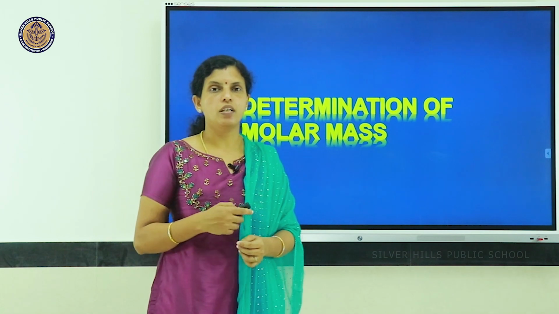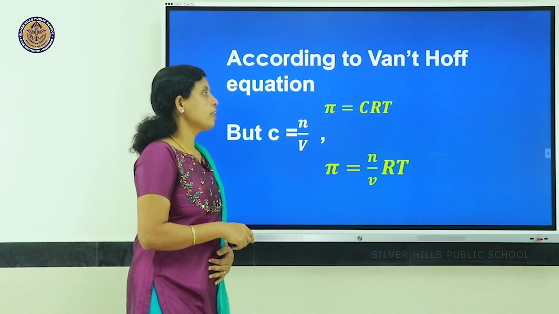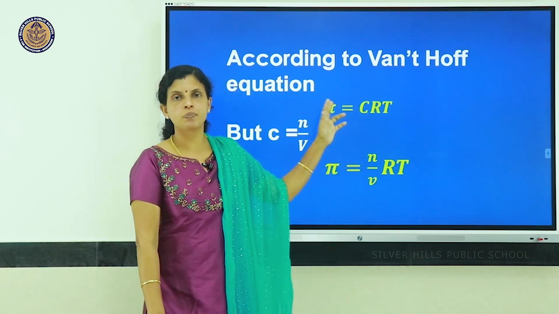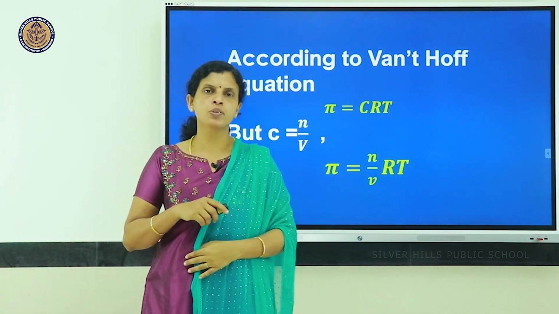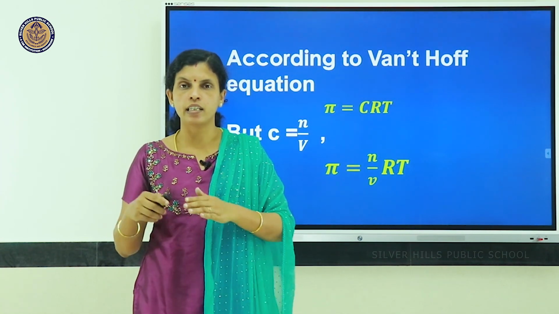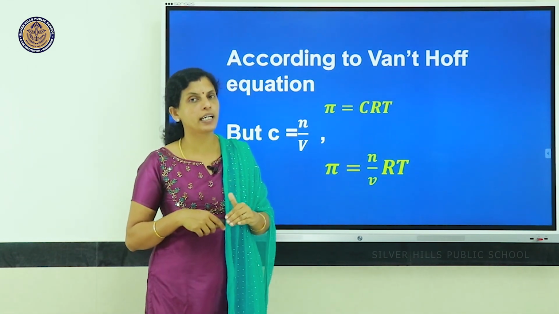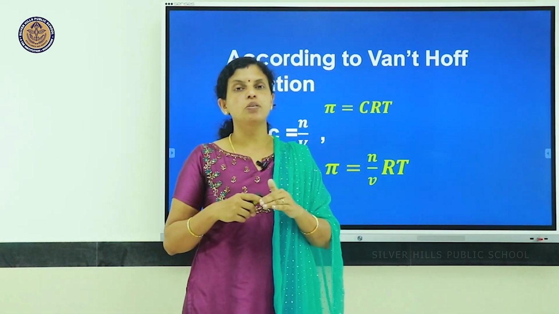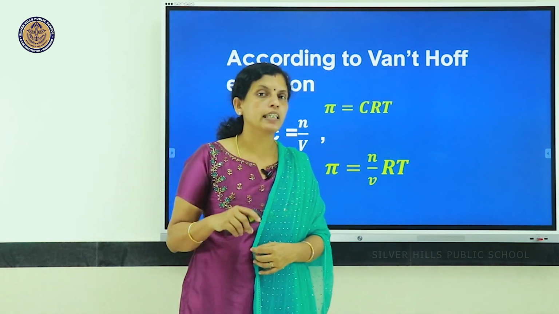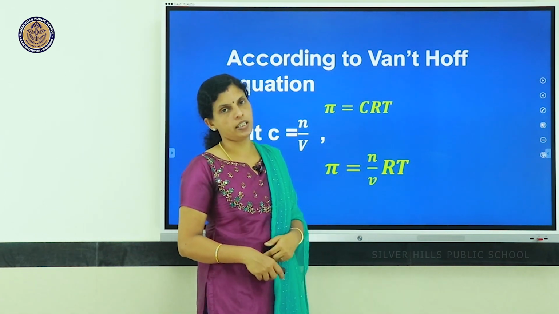Then how can we determine the molar mass of solute by using osmotic pressure? For that, we apply the Van't Hoff equation pi equal to CRT, where C stands for molarity. We know that molarity of a solution is given by the number of moles of solute per volume of solution in liter. So molarity equal to n by V, where n is the number of moles of solute and V is the volume of solution in liter. So the osmotic pressure pi equal to n by V into RT.